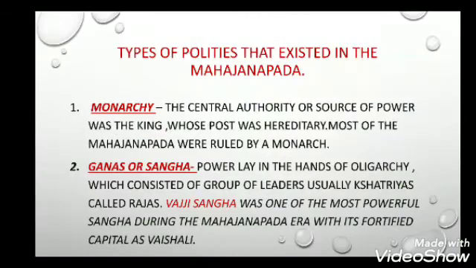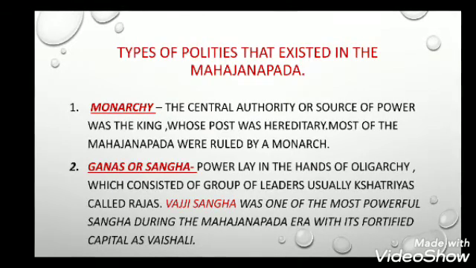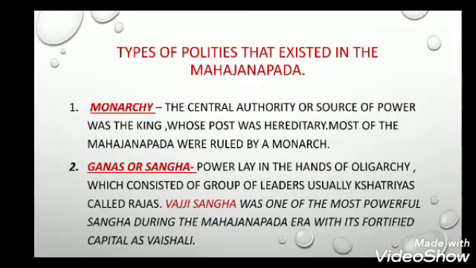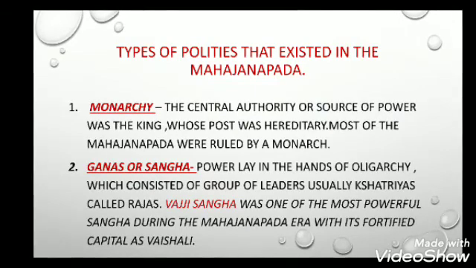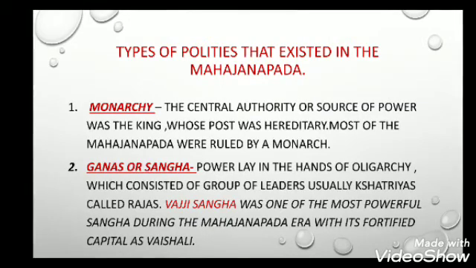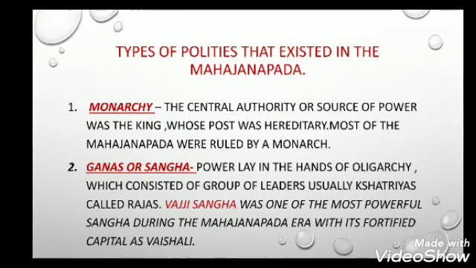Let us now look into the polity that existed within these Mahajanpads. There were two kinds of polity. One was that the Mahajanpad could be ruled by kings or monarchs who were hereditary. That means the crown passed from one generation to another by the sons. Or they could be ruled by a Gana or Sangha.